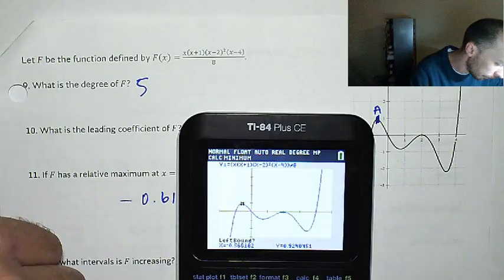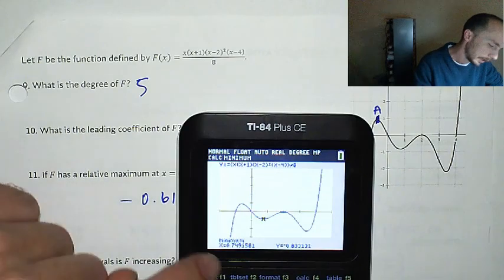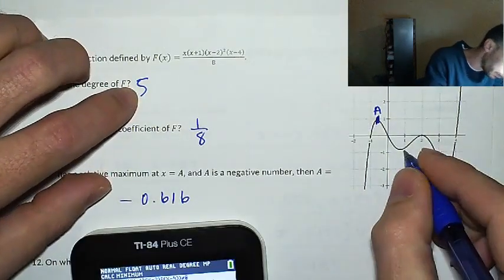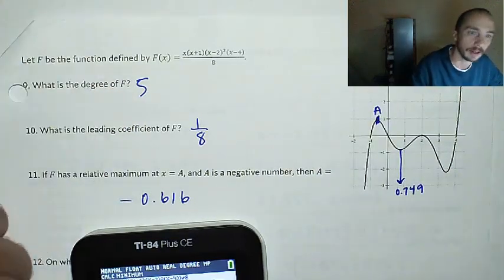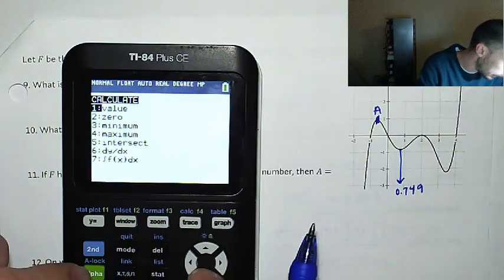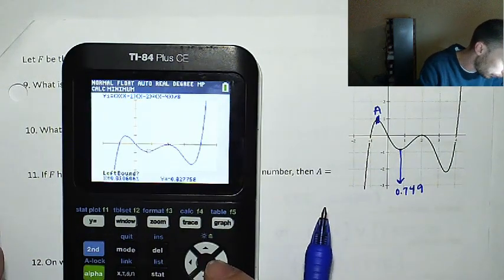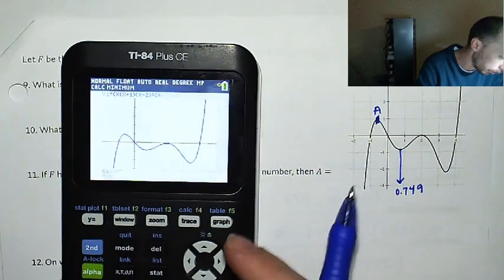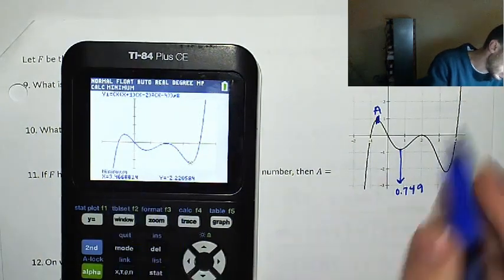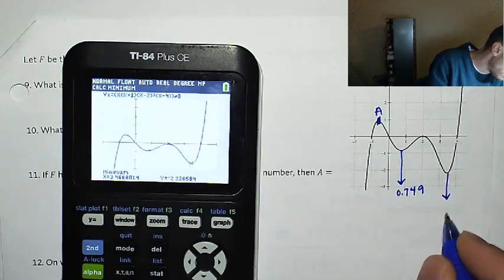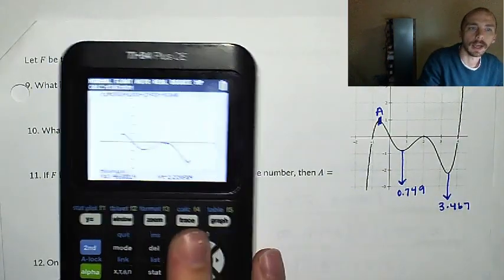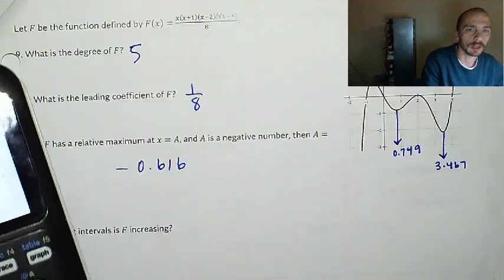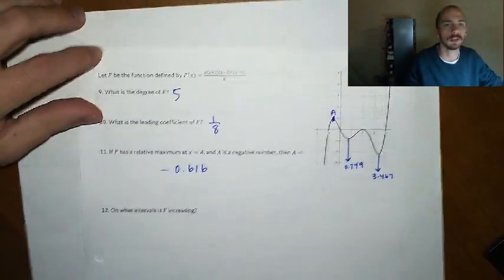I'm going to calculate this minimum here. And I get 0.749. And then that's x equals 2, so I just need that other minimum. I'm going to calculate a minimum between 3 and 4. Okay, that's going to be x equals 3.467. Okay. And then I'm going to use that to determine the intervals on which this function is increasing.